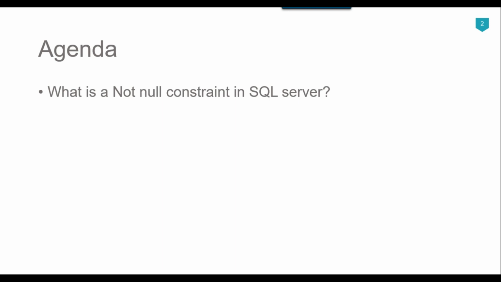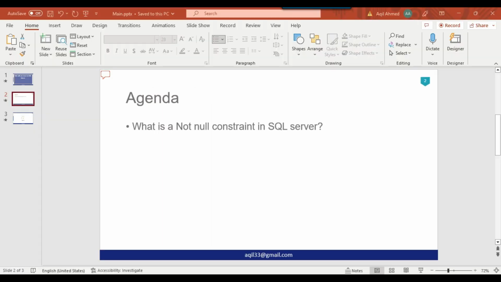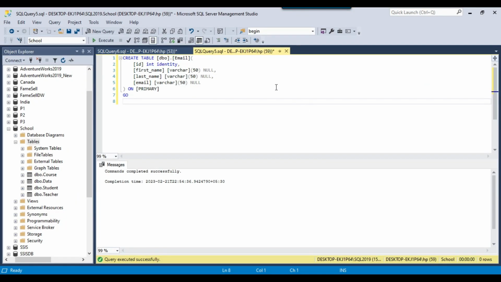So let's try to understand the not null constraint in SQL Server with a demo. So let's jump to the demo. I have the SQL Server 2019 instance, and here I have written the create table statement for the email table, and it contains a few columns like ID, first name, last name, and the email column. Right now all the columns are of type null. So let me first create the email table here.